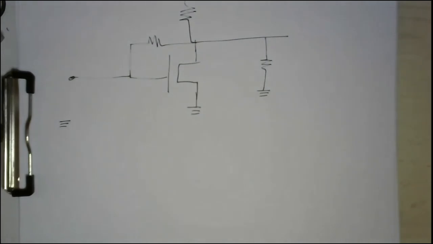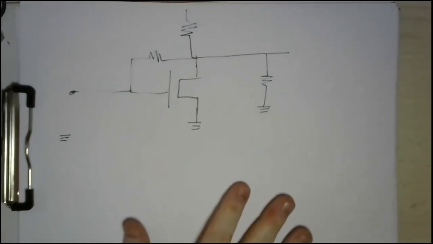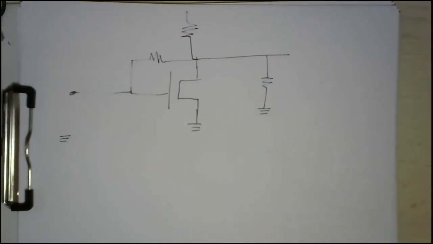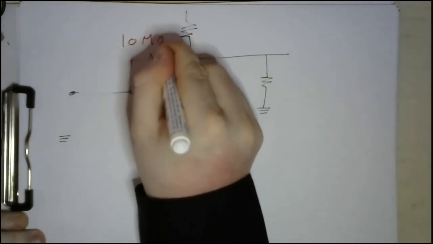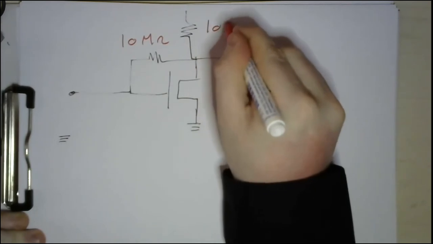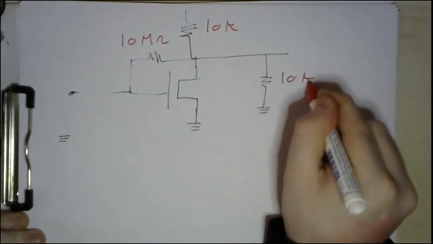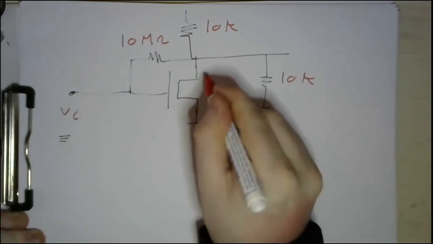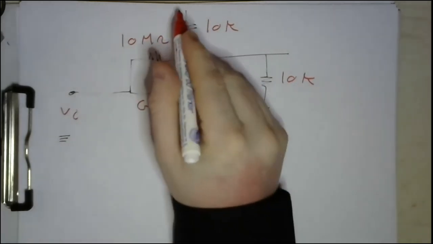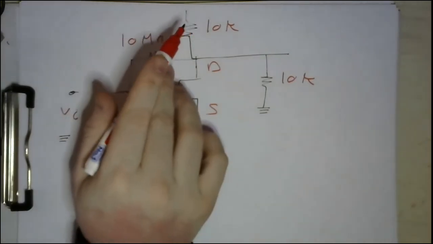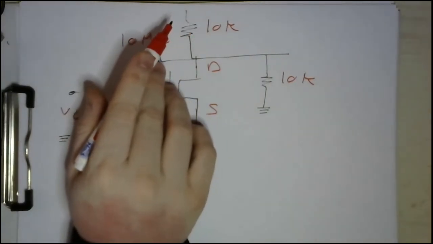Okay. Before continuing, let's stop a while. Now we have this. This is a 10 mega. This is a 10 kilo. This is another 10 kilo. This is the input. This is the drain. This is the gate. And this is the source. What about here? This is a VDD.